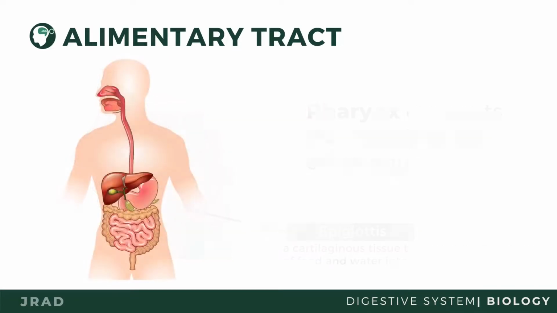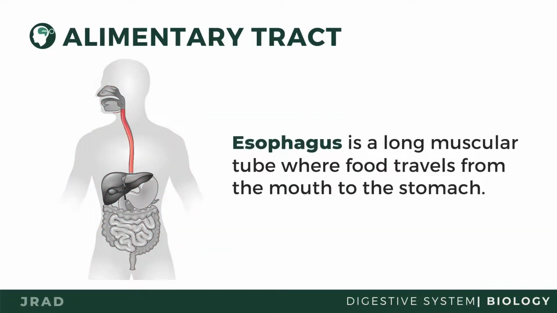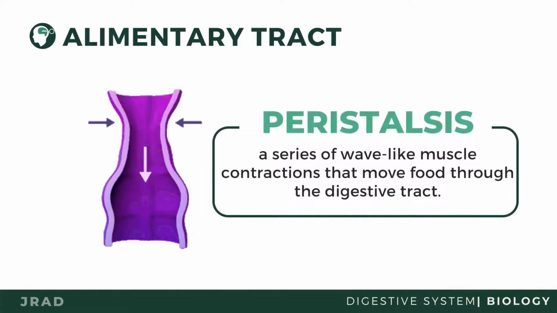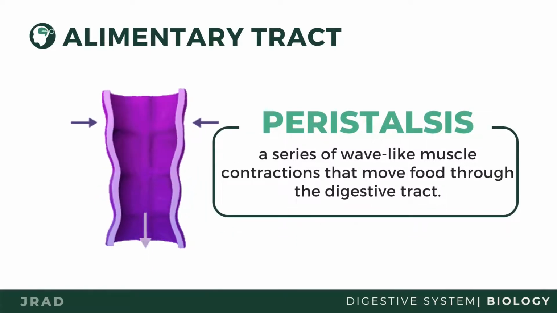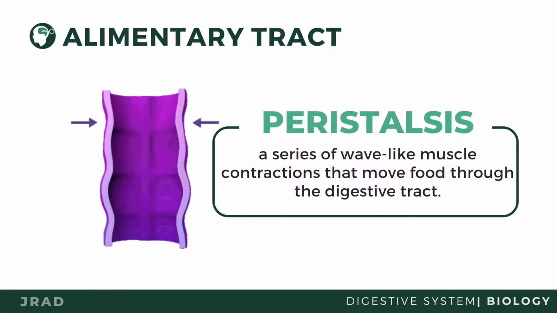During the act of swallowing, the bolus passes through the esophagus to the stomach. This process is called peristalsis. Peristalsis may be compared to a wave that is moving through the muscles of the internal organs.